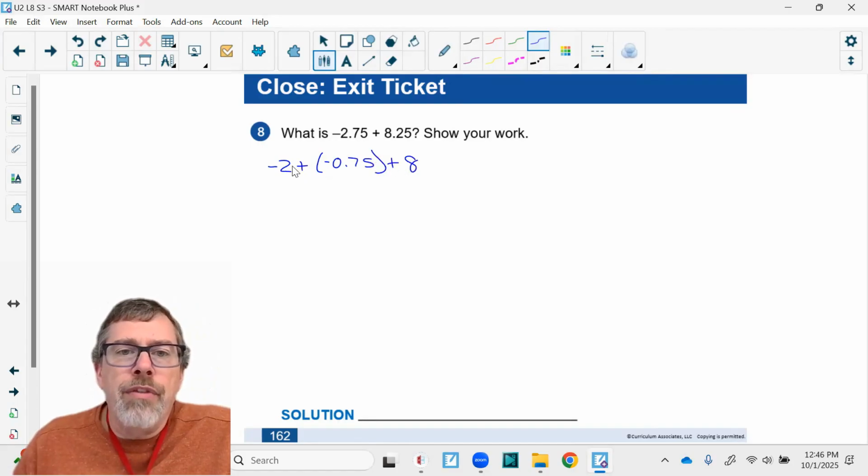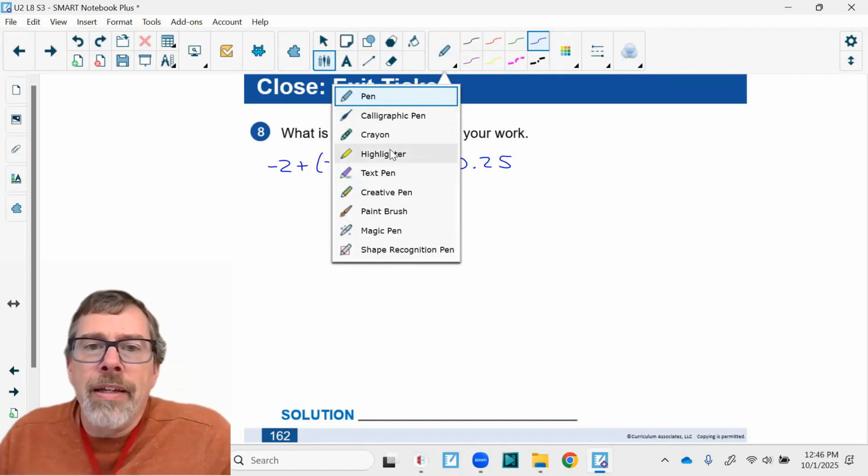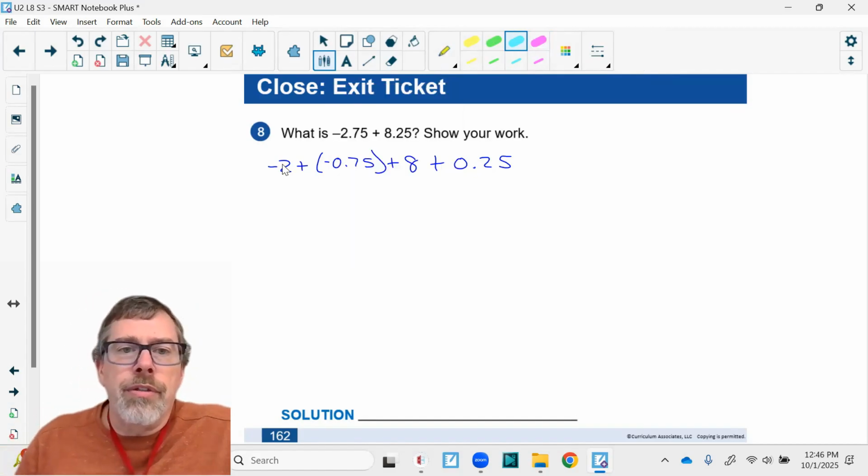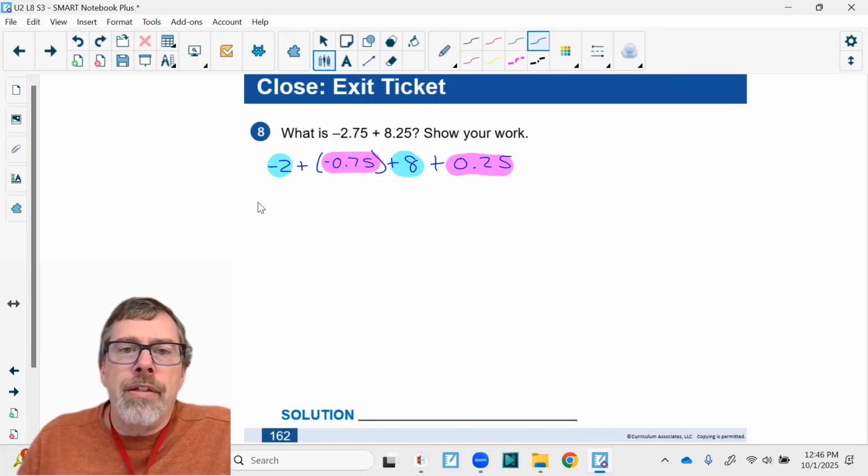Okay. -2 plus -0.75 plus 8 plus 0.25. Careful, this is plus or positive. So these are all plus. Okay. Highlight your integers. Highlight your rationals. Okay. Rearrange it so they're together.